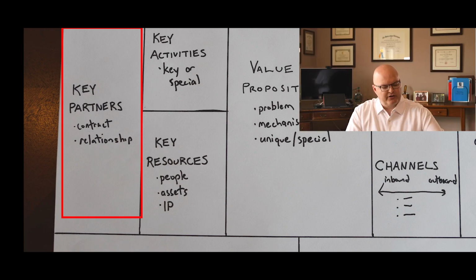Key partners are both contractual, right? So that's one part of it, but also relational as well. These could be suppliers. These could be governing bodies that you really depend upon to shape the regulatory environment, not necessarily in your favor, but at least not against your favor.